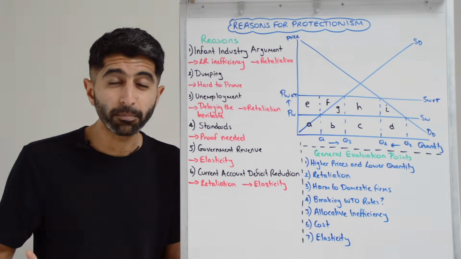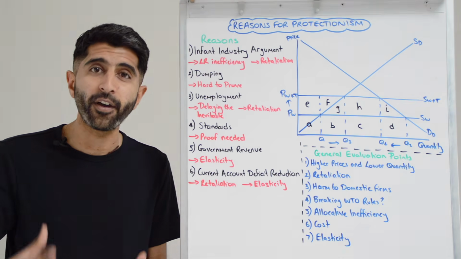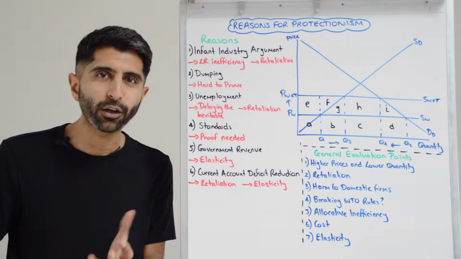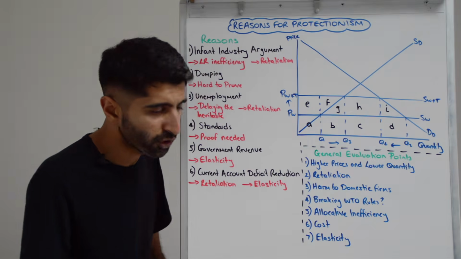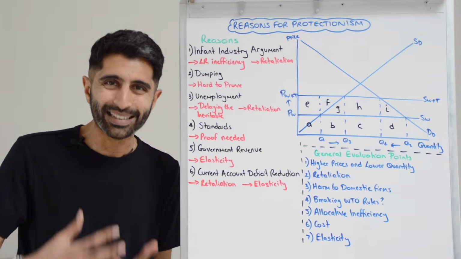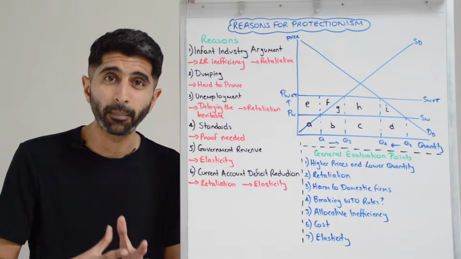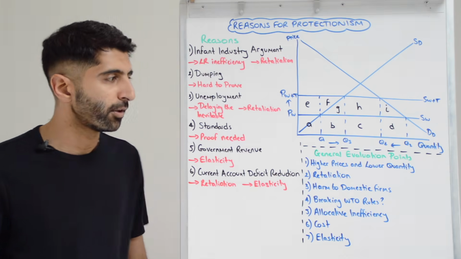The cost of certain protectionist policies like subsidies can be very high, can be a long-term drag on government finances with negative consequences over time. And we've already mentioned the importance of elasticity in determining whether current account deficits will come down and determining the level of government revenue collected.